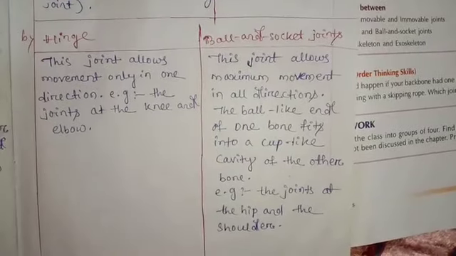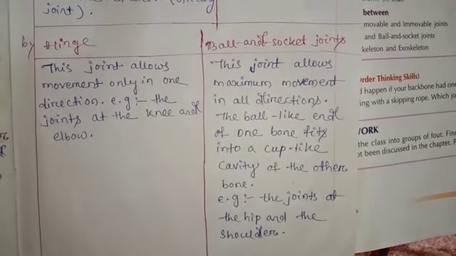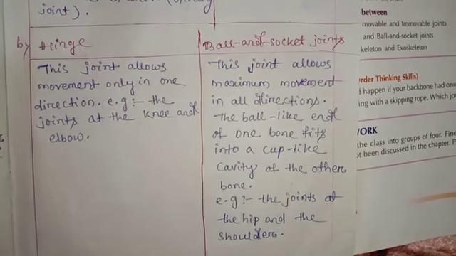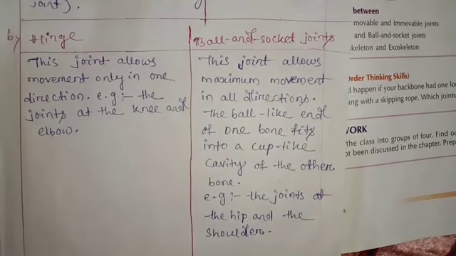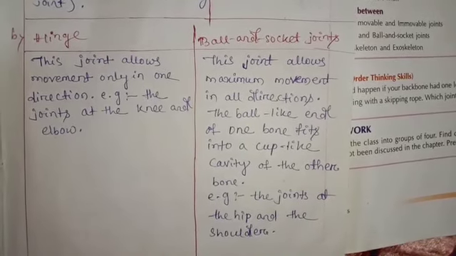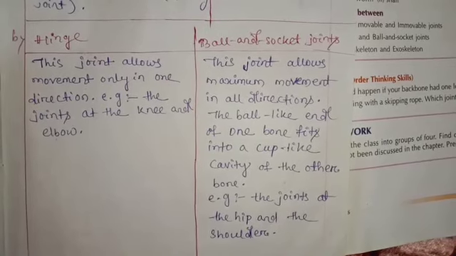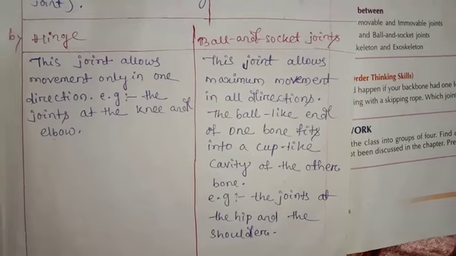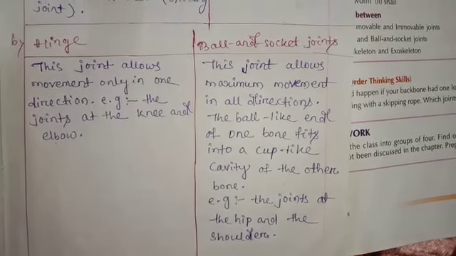Then distinguish between hinge and ball and socket joints. Hinge joints allow movement only in one direction. For example, the joints at the knee and elbow. But ball and socket joints allow maximum movement in all directions. The ball-like end of one bone fits into a cup-like cavity of the other bone. For example, the joints at the hip and the shoulder.